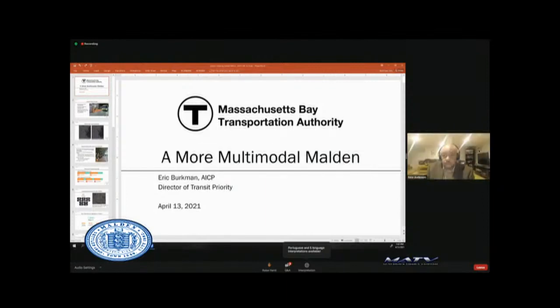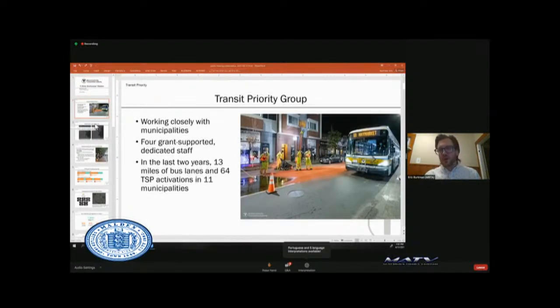We do. Okay, great. So I'll go through this pretty quickly because I don't want to duplicate the other information that was already shared. I'm Eric Berkman, the Director of Transit Priority for the MBTA. What our group does is we're really professionals at helping implement this stuff and helping cities think through how their streets are more equitable for all roadway users, not just car drivers, but also bus riders, pedestrians, and cyclists. We have 4 staff, including me. We've implemented about 13 miles of bus lane in the past 2 years, and about 64 TSP locations. So this isn't new for us, and we're available as a resource for any municipality that wants to work with us.